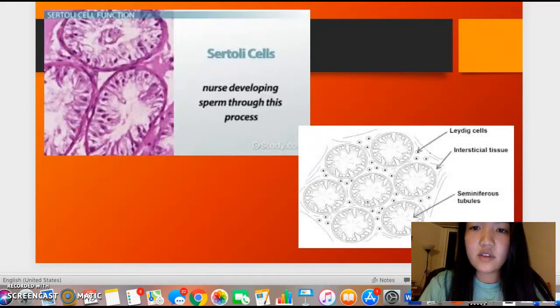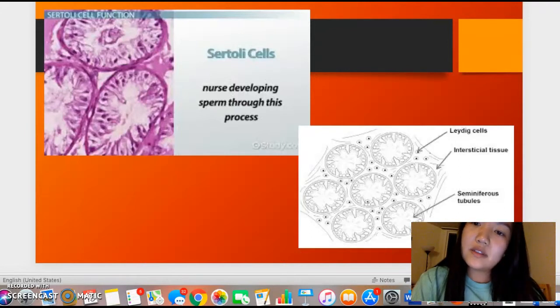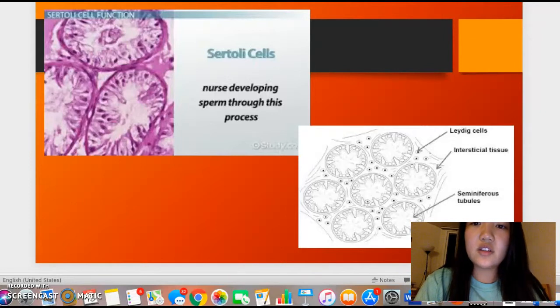Sertoli cells manufacture and secrete proteins that range from the hormones inhibin and activin to growth factors, enzymes, and androgen-binding protein, or ABP. ABP is secreted into the seminiferous tubule lumen, where it binds to testosterone. Testosterone bound to protein is less lipophilic and cannot diffuse out of the tubule lumen.